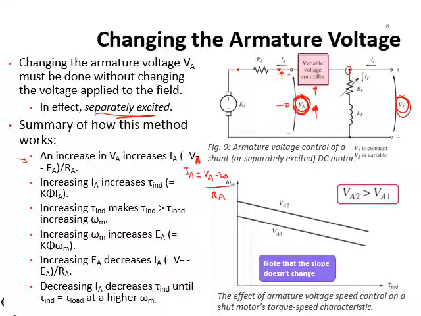Okay, now so you've got an increase in IA, and then what will happen next? If you look at the second sub bullet point here, the increase in IA will increase the induced torque. And again, I think this is pretty obvious because induced torque is equal to K phi IA. The constant times the flux times the armature current IA.